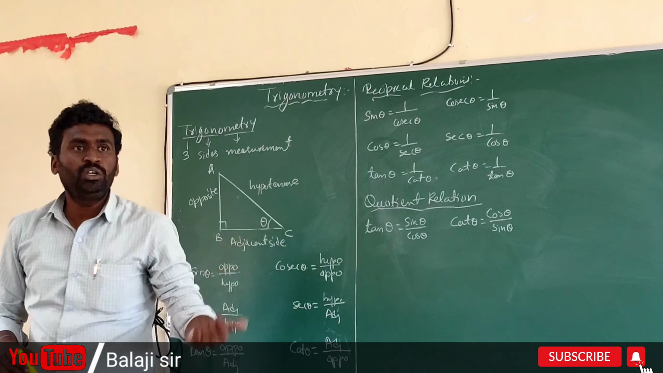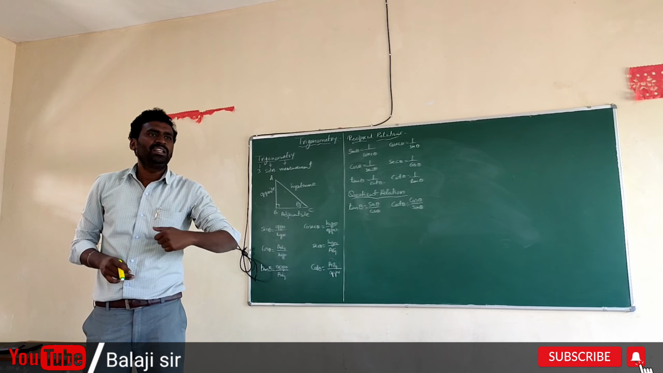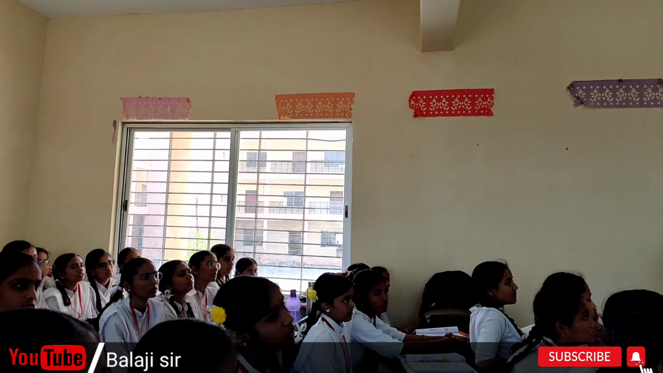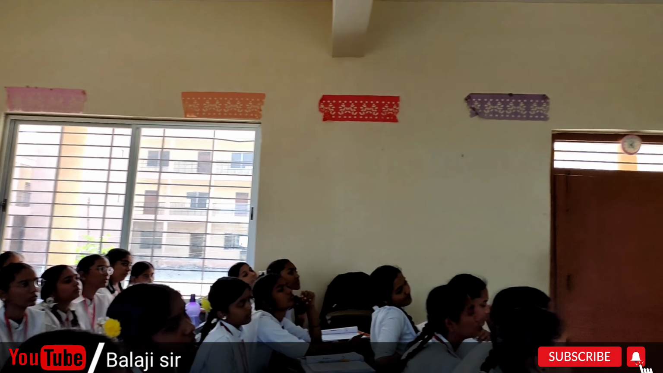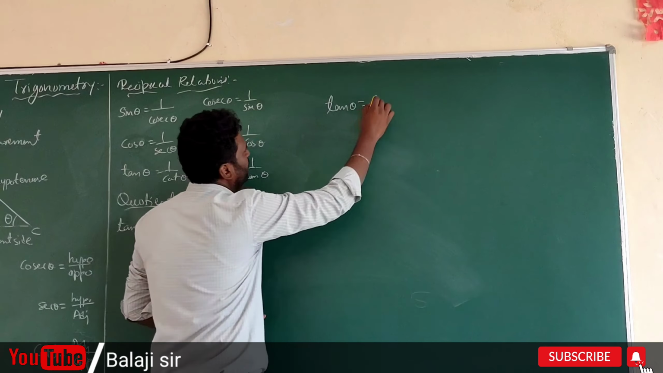So there are only two quotient relations. One is related to tan, the other is related to cot. Tan is equal to sin by cos. Cot is equal to cos by sin. Okay, now we shall prove why tan is sin by cos. Tan theta is equal to, we have said, sin theta by cos theta.